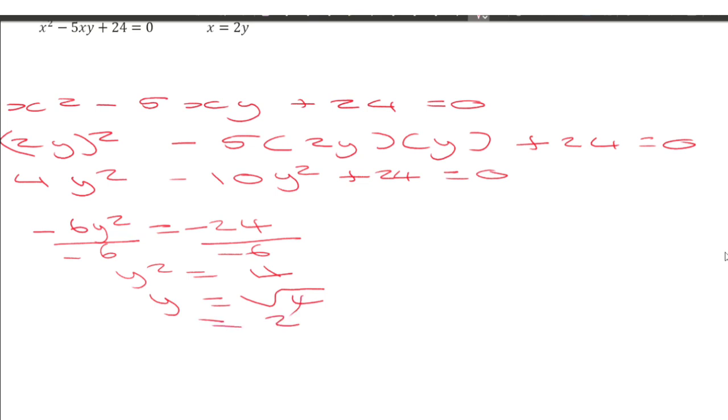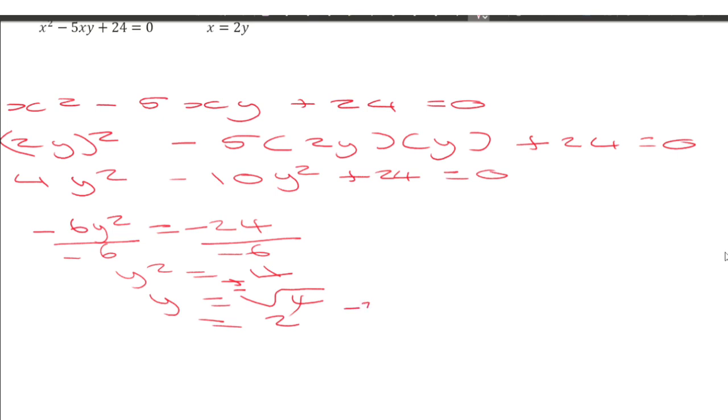Right, we now solved for y, right? So normally there should be 2 answers for y. So every time when you do that square root, just also remember to add plus or minus, right? So y can also equal negative 2.